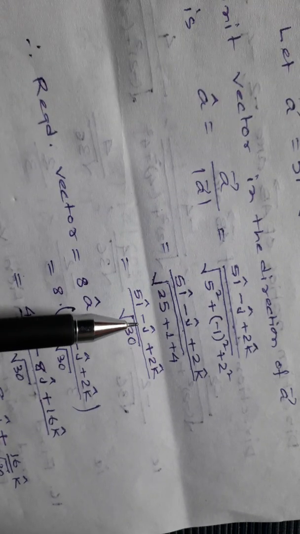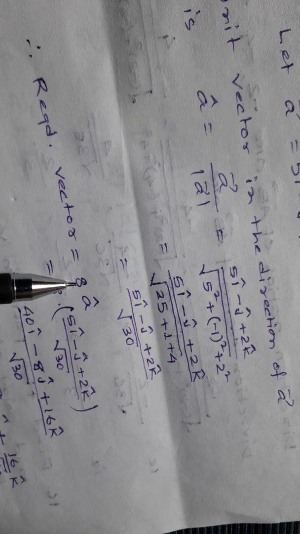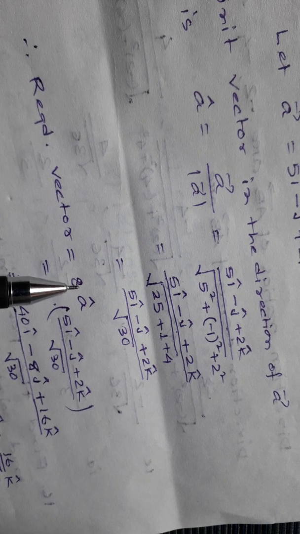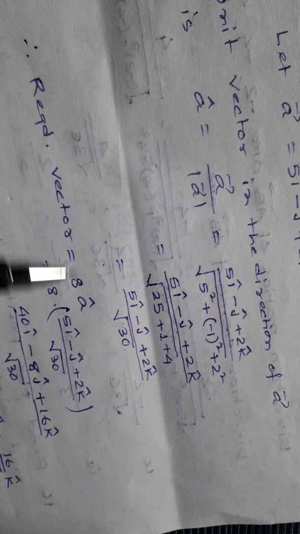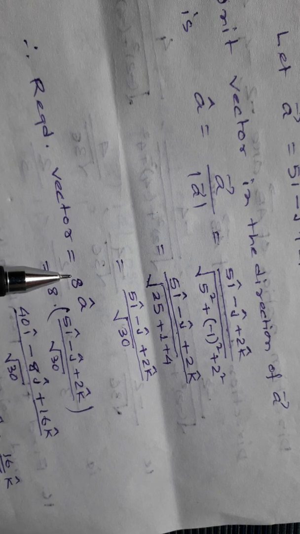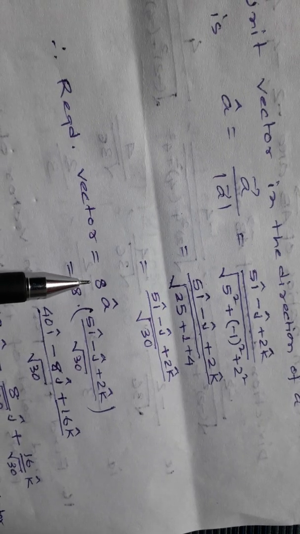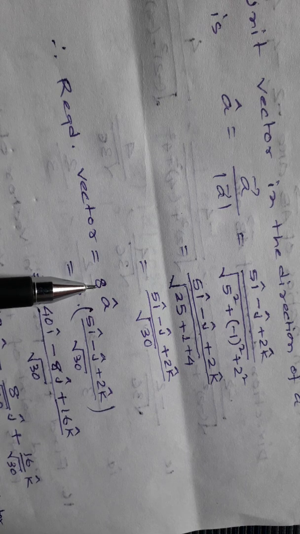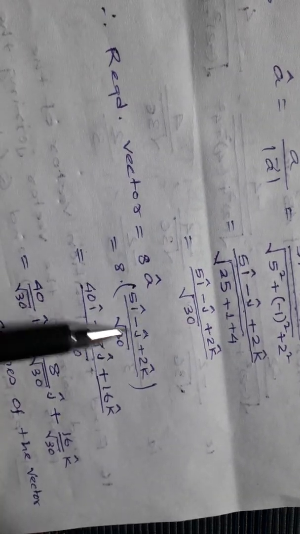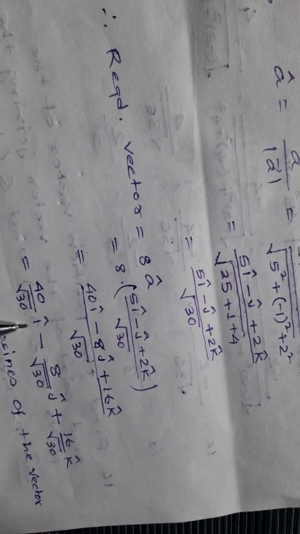So if you multiply this vector by 8, you will get a vector of magnitude 8 units along the given vector. So we multiplied this unit vector by 8. So 8 into a cap is equal to 8 into this unit vector. So this one equal to this.